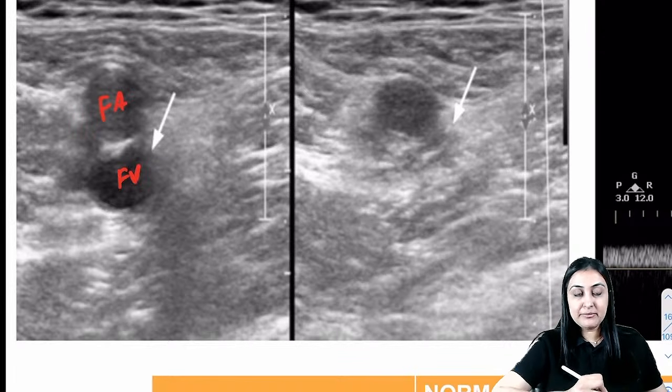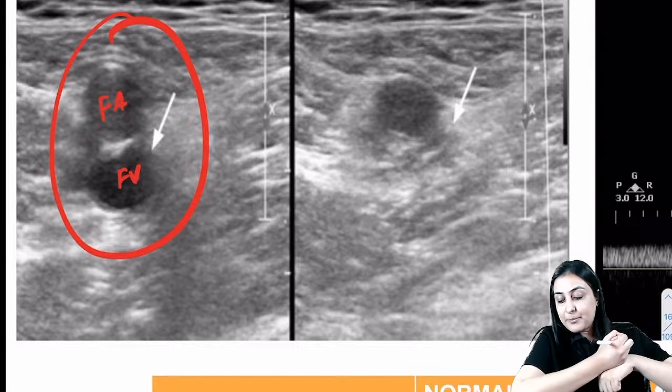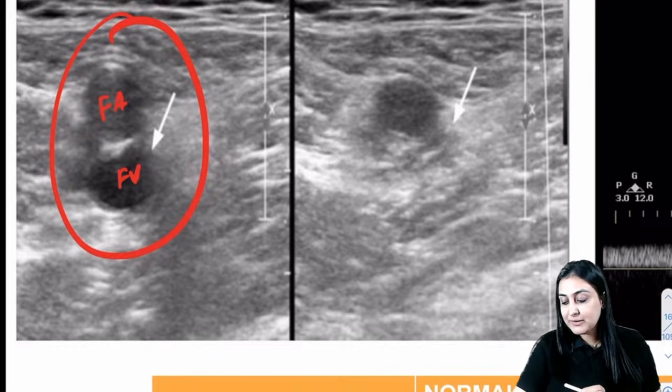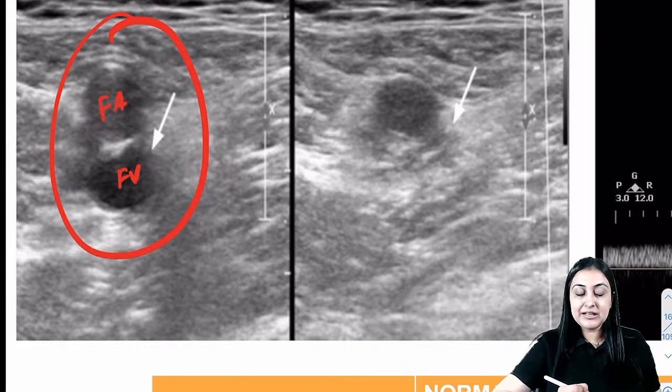So this is my normal image that I am getting here. When I compress with my probe, what do you think would happen? Which of these two structures will get compressed? Artery or vein? Normally what should collapse? Vein will get collapsed, right?